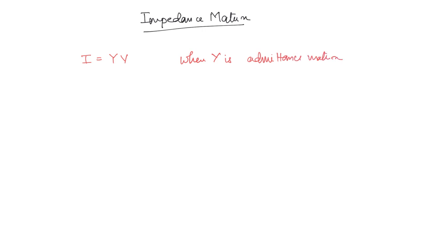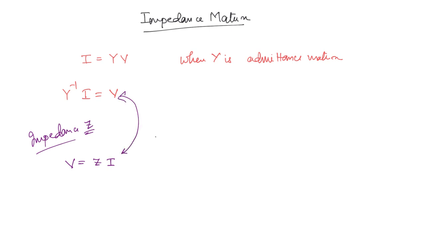Now if you multiply by the inverse of the admittance matrix, Y inverse I is equal to V, you are going to get. Now how is impedance defined? Impedance is the Z matrix, which is defined as V is equal to Z into I. So if you compare these two equations, you are going to see that the impedance matrix is the inverse of the admittance matrix. Okay.